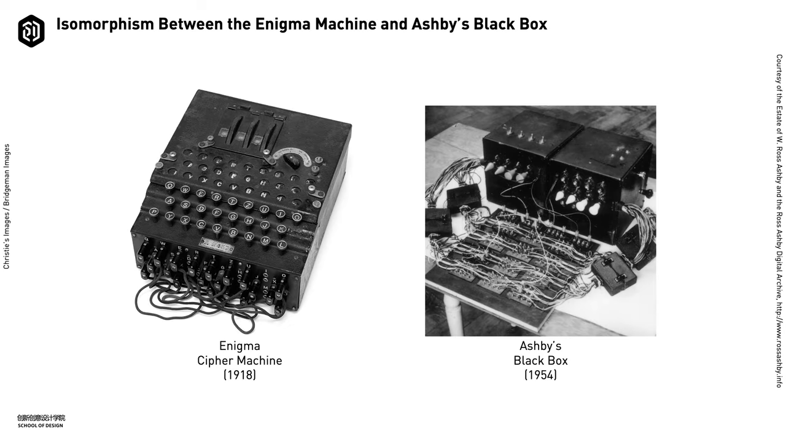The background of this is that a couple of years ago I noticed a very strange isomorphism between the Enigma cipher machine that the Nazis used to encode their U-boat and other military communications in the Second World War, and a box that Ashby built back in the UK before he joined the BCL, called Ashby's Black Box. This is not the Ashby Box, this is another device that he built earlier.